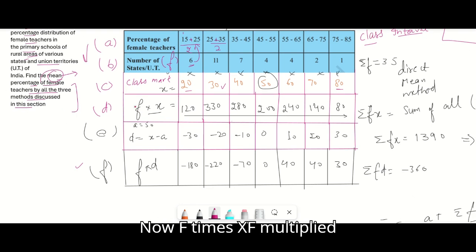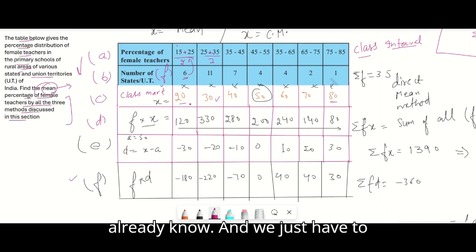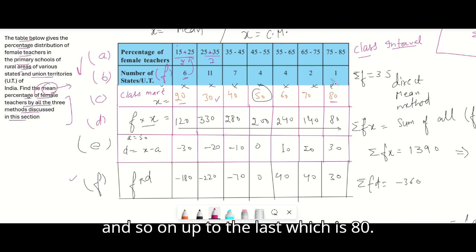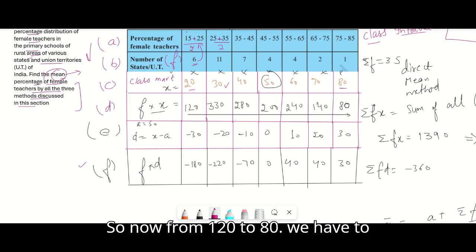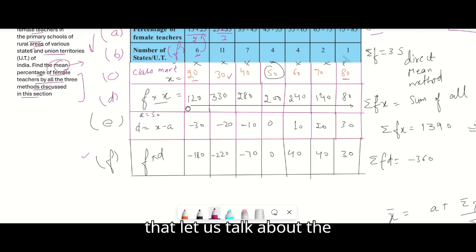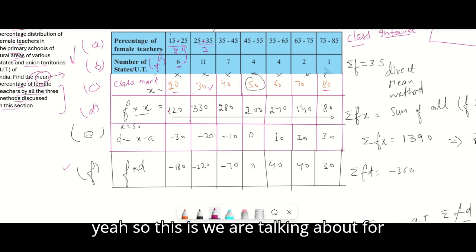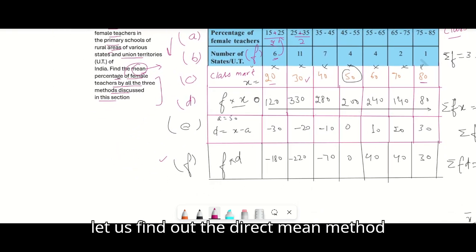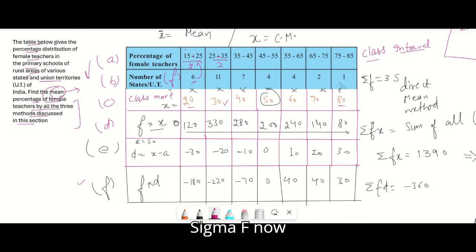Now f times x, f multiplied by x. Frequency we know, class mark we already know, and we just have to multiply them: 120, 330, 280, and so on up to the last, which is 80. Then we have to add up everything. This is for the direct mean method: sigma fx over sigma f.